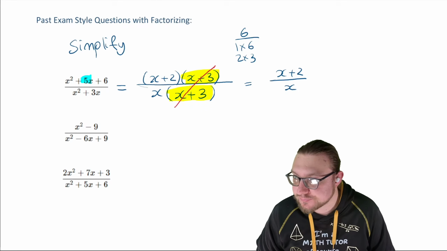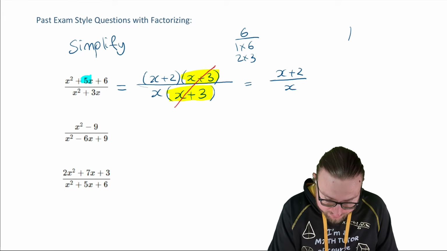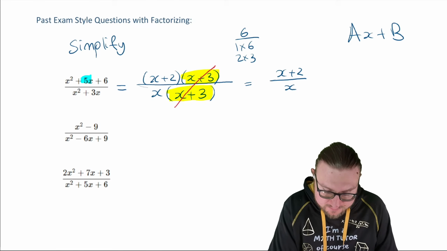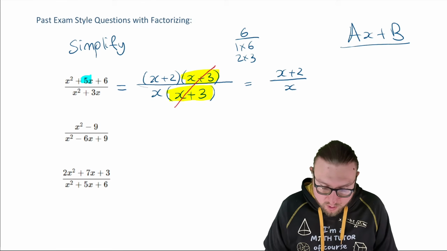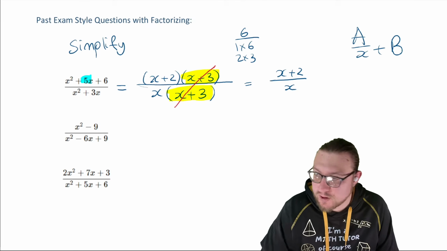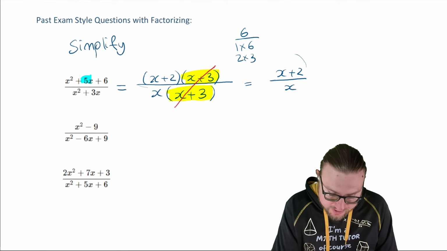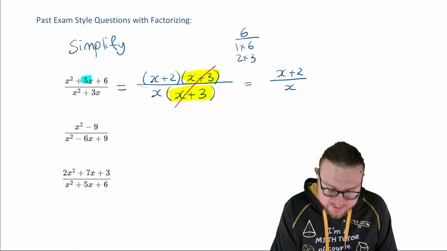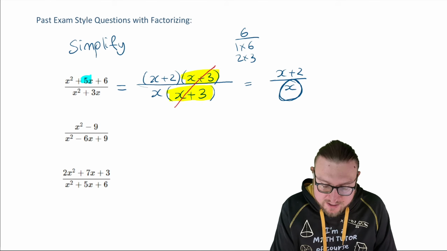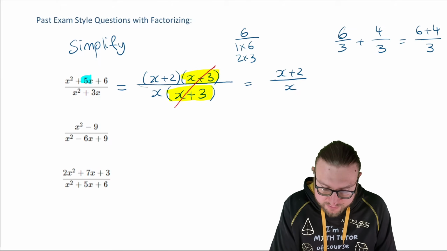Now for the level 2 exam, often you guys have to write it in the form of ax plus b, or in a different form, such as a over x plus b, where a and b are integers. Now, when we have a fraction, we can always split it up as long as there's only one element in the bottom. Think of this as 6 over 3 plus 4 over 3 is 6 plus 4 all over 3.